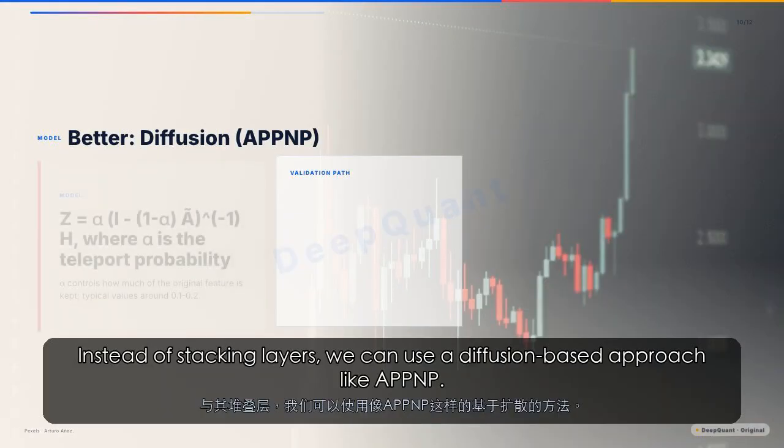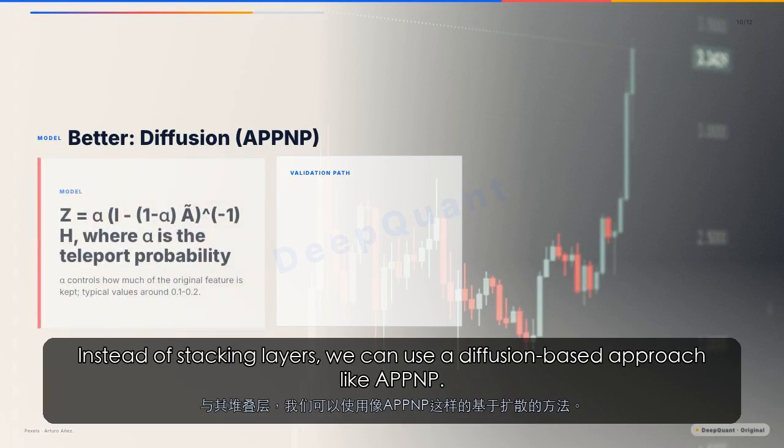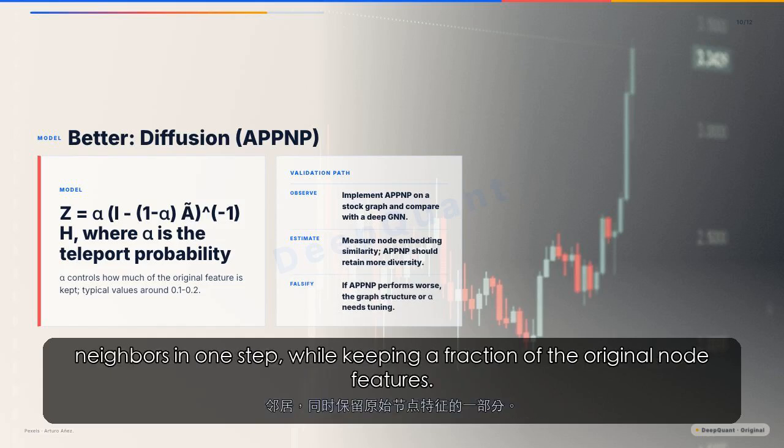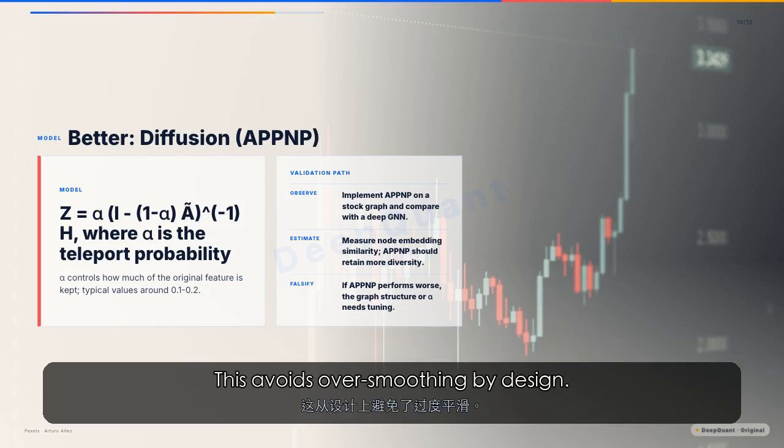Instead of stacking layers, we can use a diffusion-based approach like APPNP. It computes a personalized PageRank-like propagation that aggregates multi-hop neighbors in one step, while keeping a fraction of the original node features. This avoids oversmoothing by design.